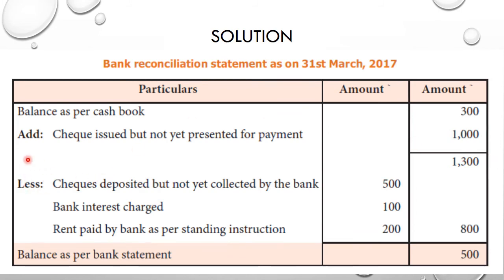Now let's see the items that we have to less. Checks deposited but not yet collected by the bank 500, bank interest charge 100, rent paid by the bank as per standing instruction 200. So all these we have to less, that is 800. When you less, the balance as per bank statement is 500.